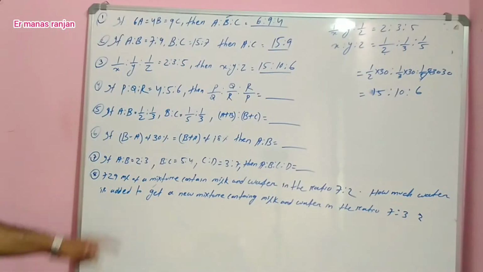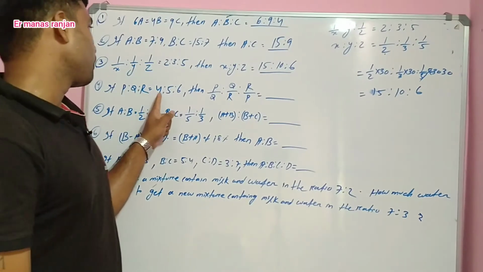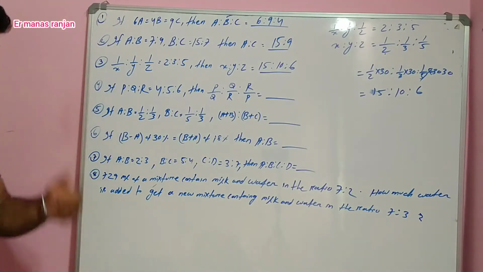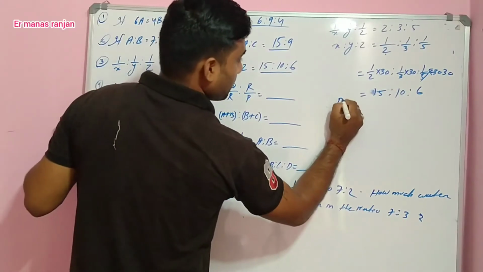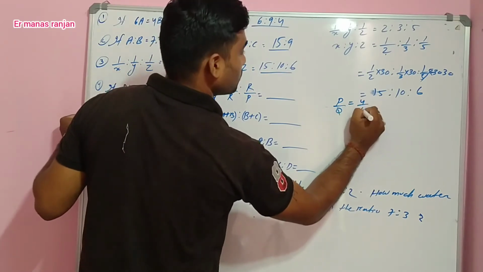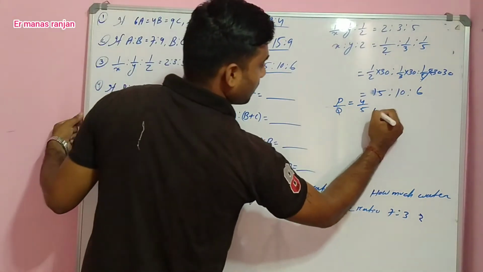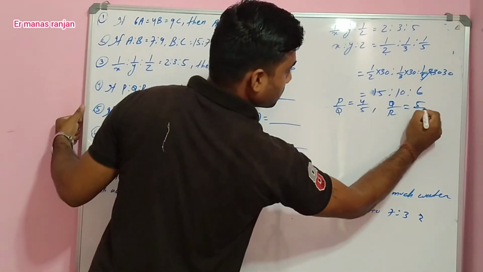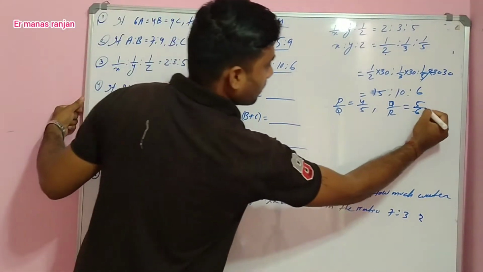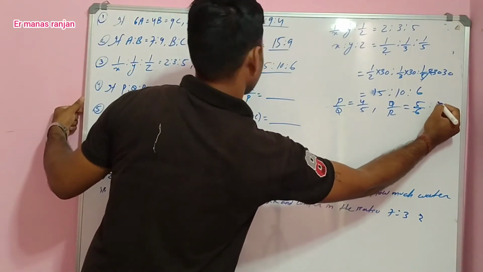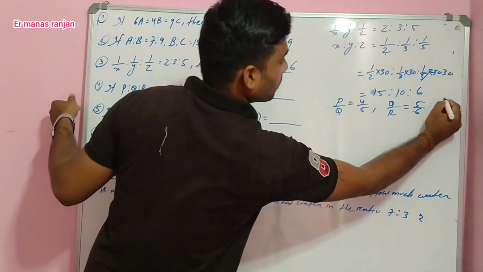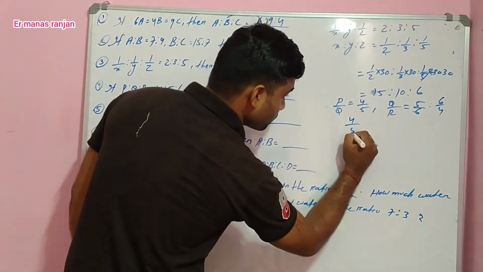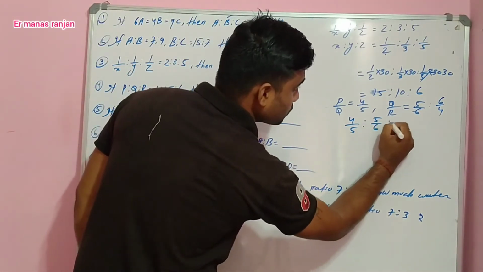Okay. P is to Q is to R equal to 4 is to 5 is to 6. Then find P by Q, Q by R and R by P. Look at it. P by Q, how much? 4 is to 5. Q by R, how much? 5 is to 6. And R by P, how much? 6 is to 4. Understood? So 4 by 5 is to 5 by 6 is to 6 by 4.